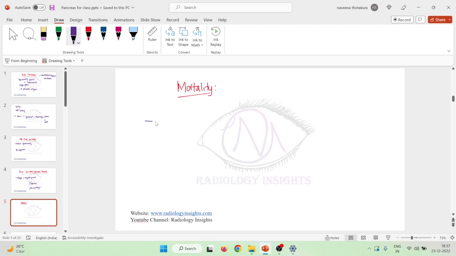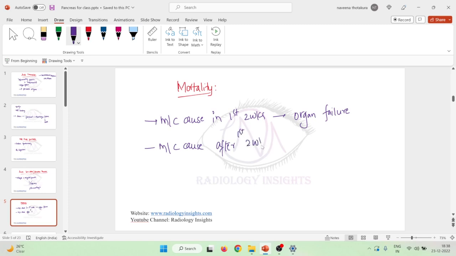But these pancreatitis patients might also go through mortality, or they might die because of certain complications. The most common cause of mortality in the first 2 weeks is organ failure. After the first 2 weeks, the most common cause of mortality is infection.